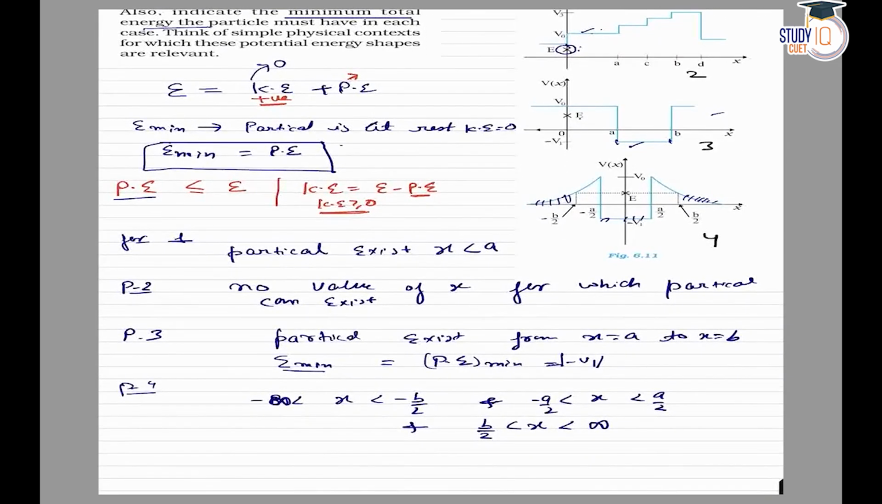From minus infinity to minus b by 2, potential energy is less than total energy, so existence of the particle takes place. From minus a by 2 to a by 2, potential energy is less than total energy, existence takes place. And from b by 2 to infinity, potential energy is less than total energy, existence takes place. And the value of total energy minimum is equal to minus V1, which is the potential energy minimum.